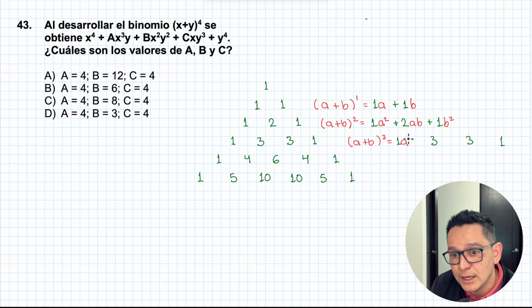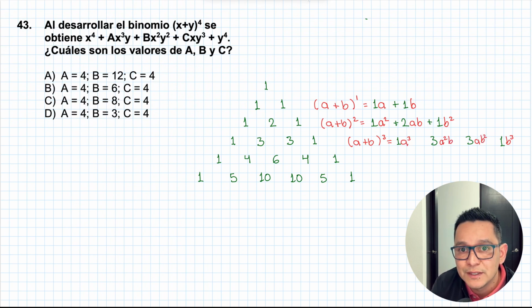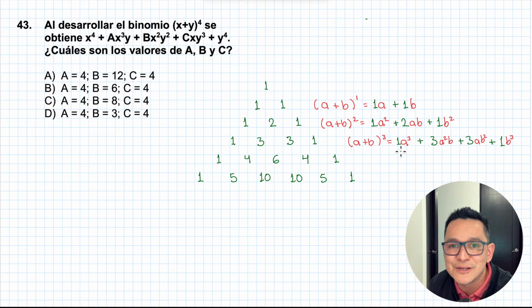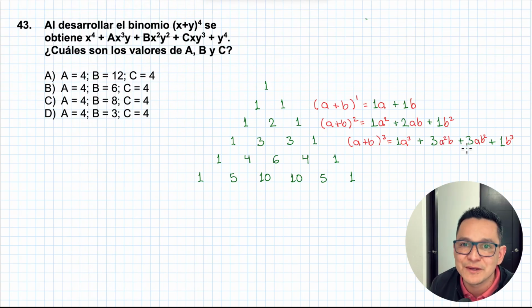So it would be first a cubed, then a squared, then a, and then there's no a on the right side. We start with b to the third, that is b cubed, then here it would be b squared, then here it would be b, and here there's no b. So, as you can see, all that's left is to add the plus signs, and that's it. So now, the expansion of the binomial cubed would be a cubed, plus 3a squared b, plus 3ab squared, plus b cubed. That's it.